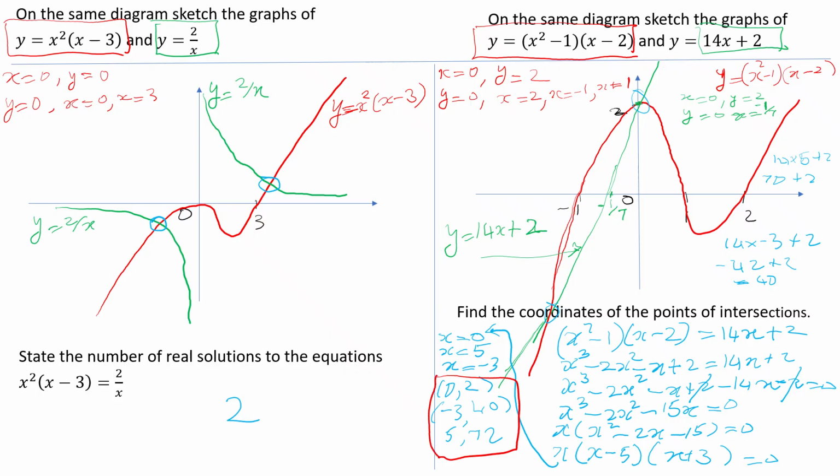See that these are the intersection points. One is here, one point. Another point here. Another point is further. If I extend this graph, it's going to intersect at 5 comma 72.